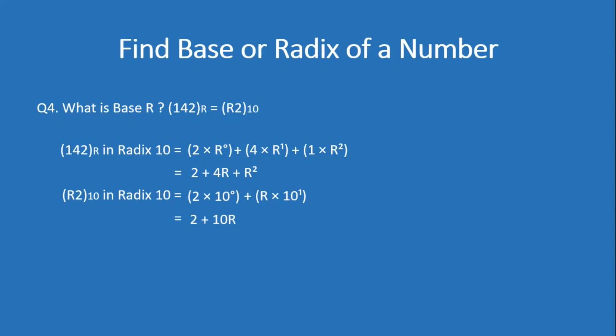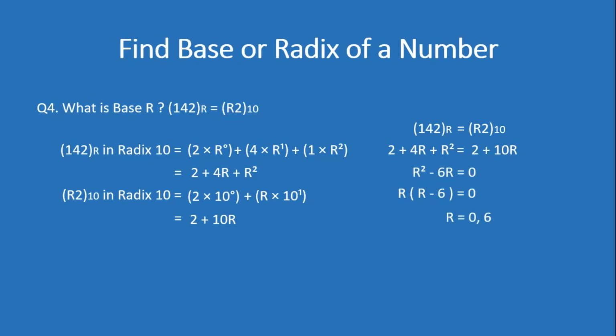Now we will put those values in the relation and calculate the value of r. So here is the relation. 142 in base r equal to 2 plus 4r plus r square, that is equal to r2 in base 10, that is equal to 2 plus 10r. Now we will solve the equation. r square minus 6r equal to 0. So r will be common. r into r minus 6 equal to 0. So from here we get two results, r equal to 0 and r equal to 6.